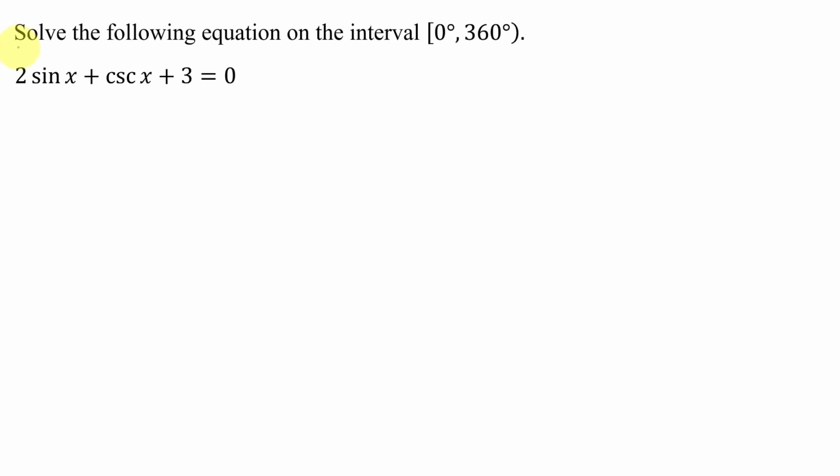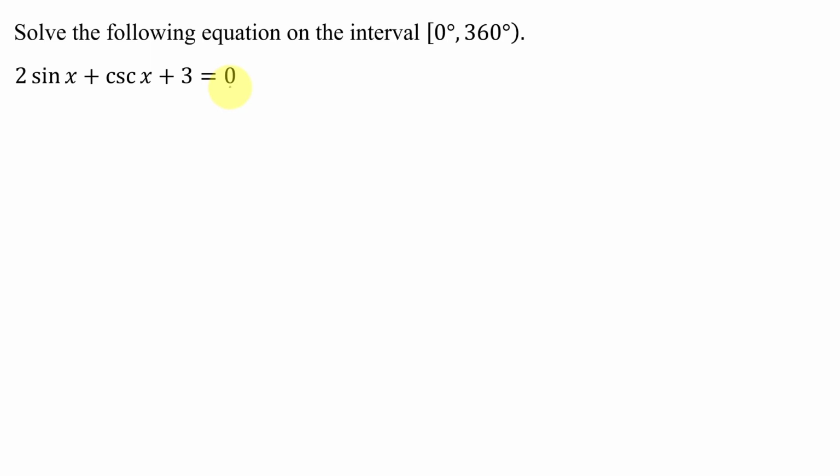In this example, I need to solve the following equation on the interval 0 to 360 degrees. The equation is 2 times the sine of x plus the cosecant of x plus 3 equals 0. What type of equation is this?